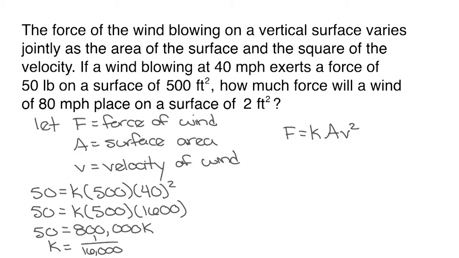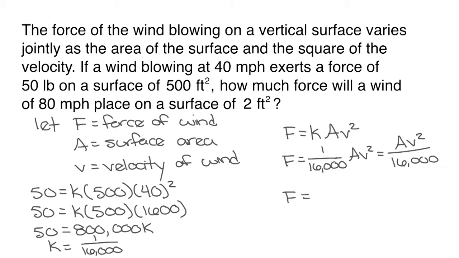So now our equation of variation is F is equal to 1 over 16,000 times A times V squared, or AV squared divided by 16,000. Now we're ready to find how much force a wind of 80 miles per hour will place on a surface of 2 square feet. To find that, we substitute for A and V in the equation.